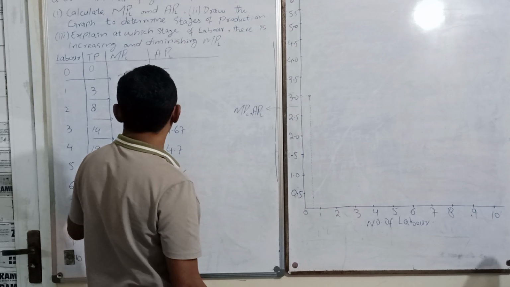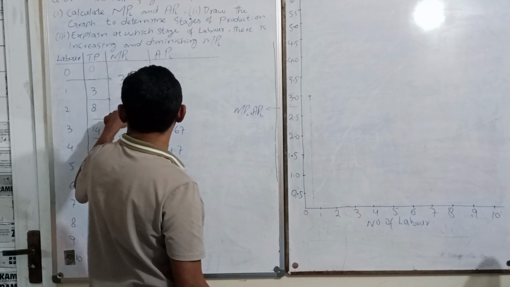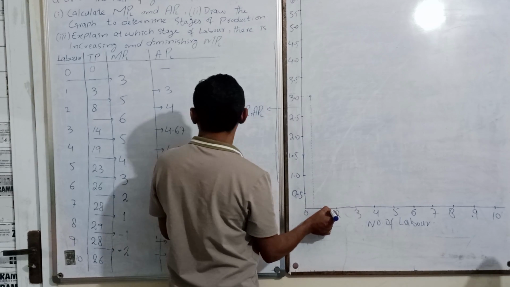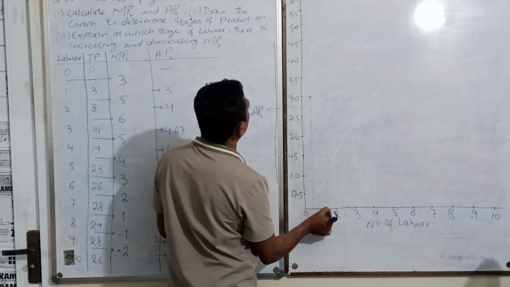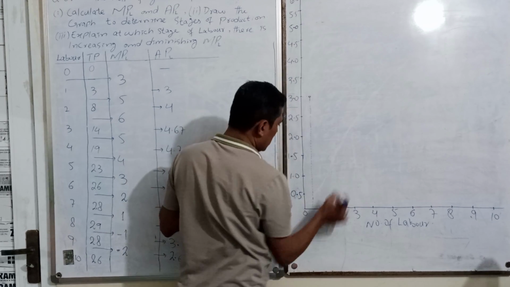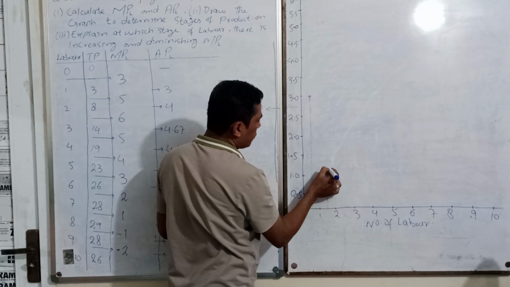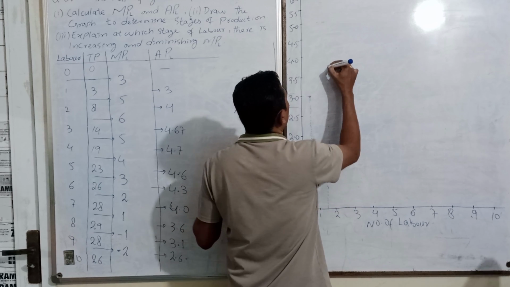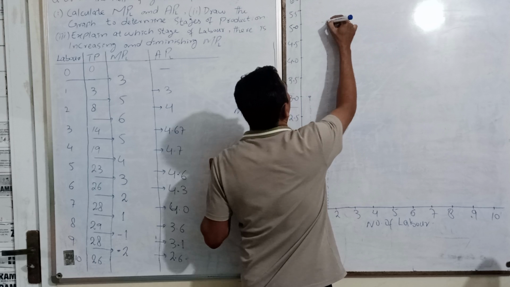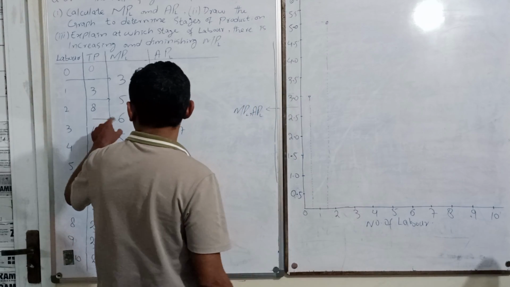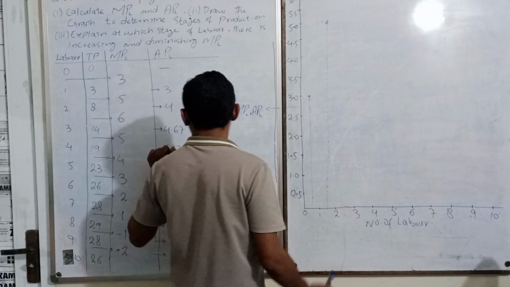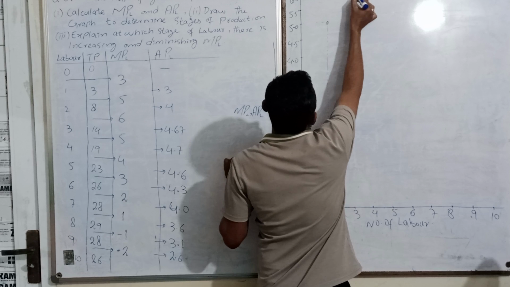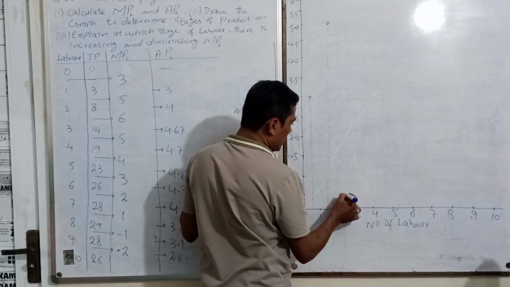And between 1 and 2, the value is 5. So where is 5? 5 is here. Between 1 and 2, the value is 5. And the value between 2 and 3 is 6. Where is 6? 6 is on top. So between 2 and 3, the value is 6.